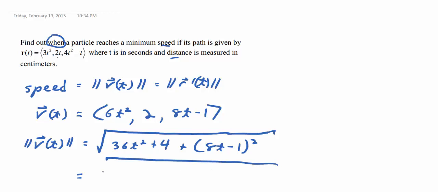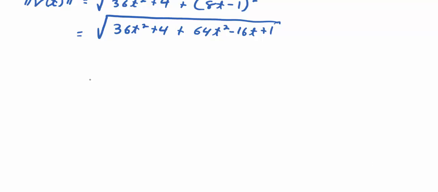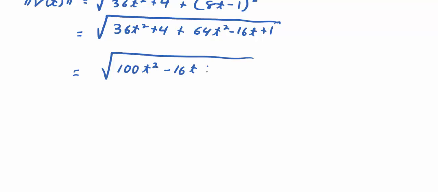So let's simplify a little bit. I'll start with expanding 8t minus 1 quantity squared, that'll be 64t squared minus 16t plus 1. And then if we combine like terms, we'll get the square root of 100t squared minus 16t plus 5. So that's it. That's the speed right there.